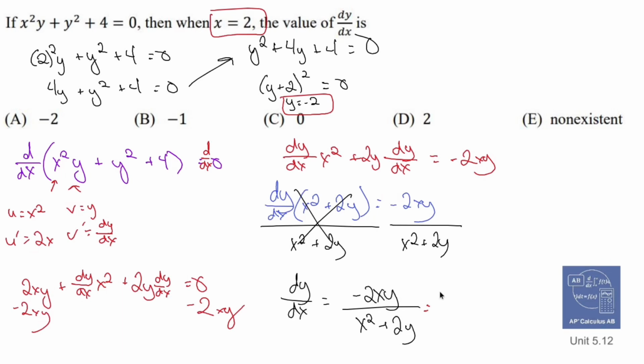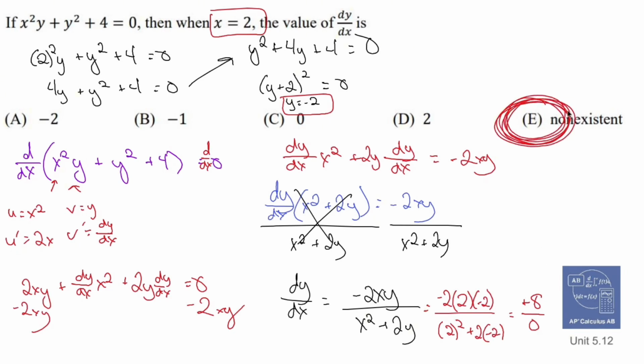Now we can plug stuff in. Negative 2 times x, which is 2, times y, which is negative 2, all over x squared, which is going to be 2 squared, plus 2 times negative 2. Wait a minute. You're negative 8. You're going to be 4 minus 4. Oh, actually, you're positive 8. Not that it matters, because that's undefined. My answer doesn't exist.